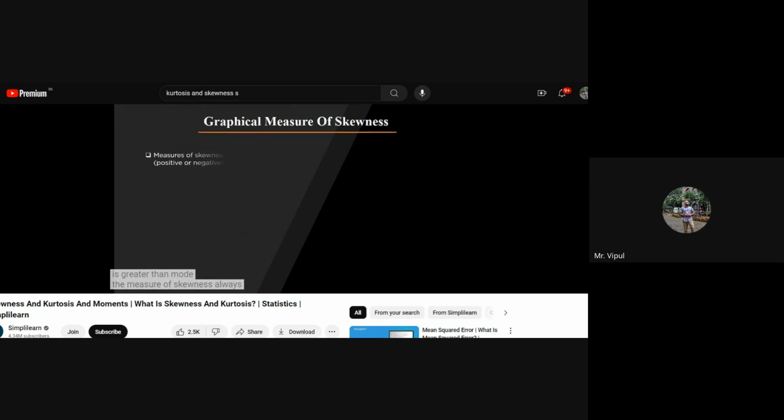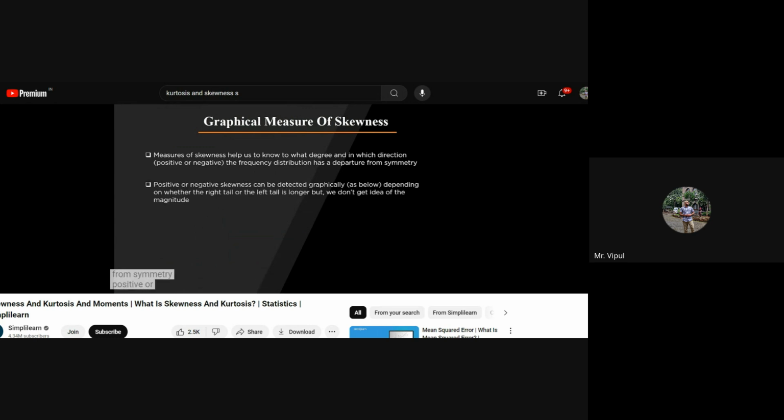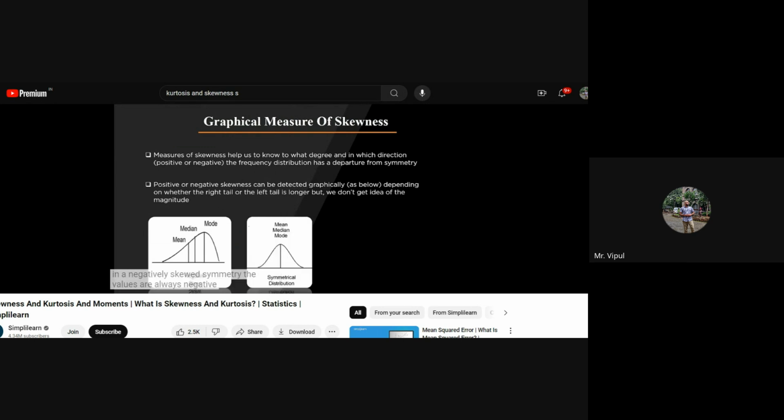The measure of skewness always helps us to know to what degree and in which direction, positive or negative, the frequency distribution has a departure from symmetry. Positive or negative skewness can be detected graphically depending on whether the right tail or the left tail is longer, but we don't get the idea of the magnitude. In a negatively skewed symmetry, the values are always negative. This is the symmetrical distribution, and in a positively skewed, the values are always positive.